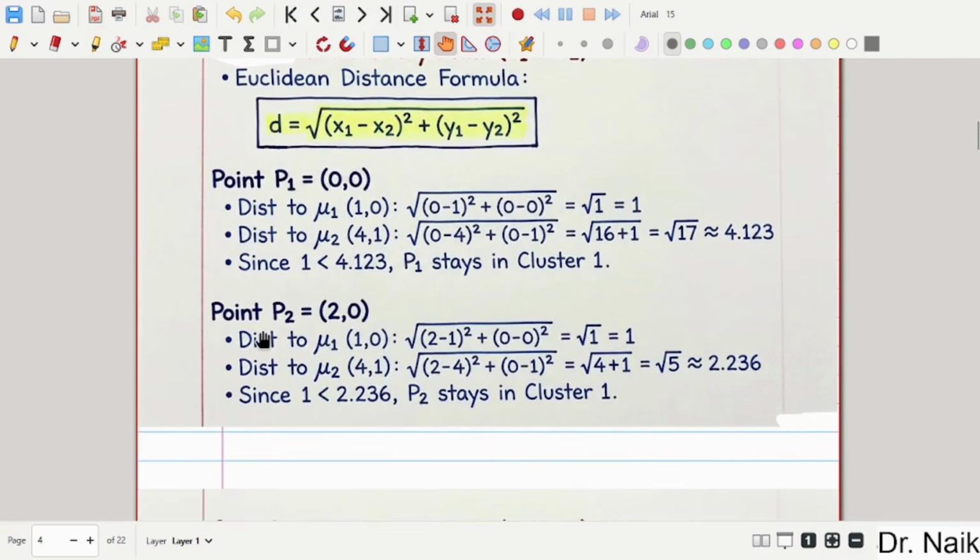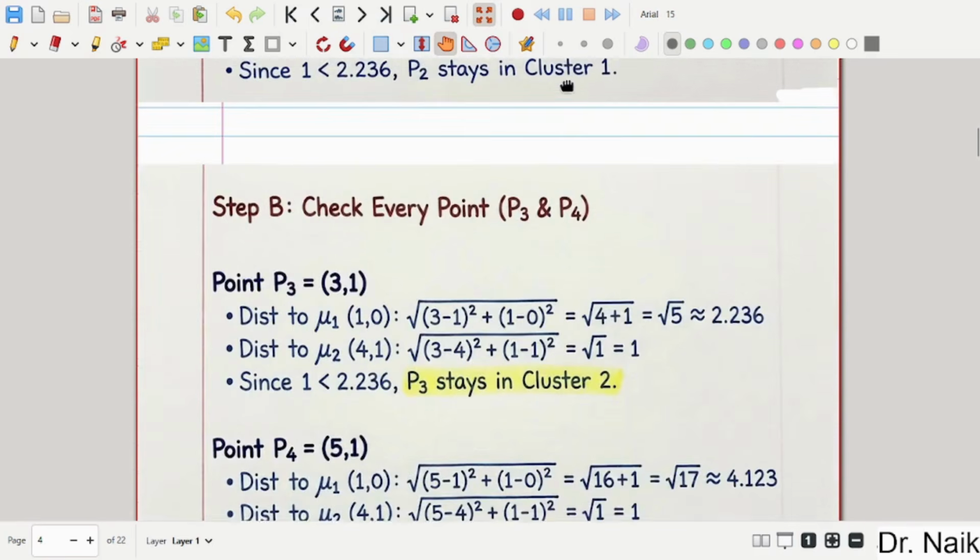Now calculate the distance of point P2 from the centroids. P2 is (2, 0). Its distance from mu1 is the square root of (2 minus 1) squared plus (0 minus 0) squared, that is 1, and the distance of P2 from the centroid mu2 is the square root of (2 minus 4) squared plus (0 minus 1) squared, that is approximately equal to 2.236. Since 1 is less than 2.236, P2 stays in cluster 1.